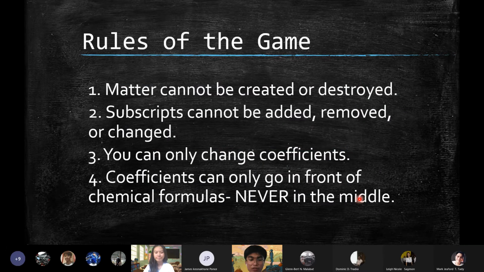Now, in order for you to be reminded of the conventions and the rules of balancing chemical equations, we have here again the rules.